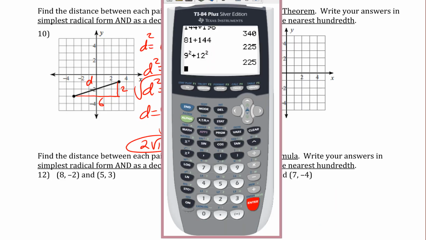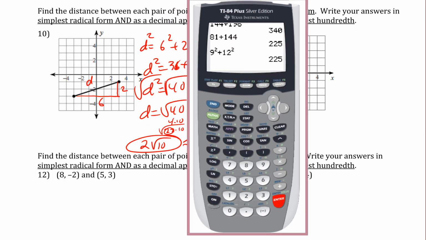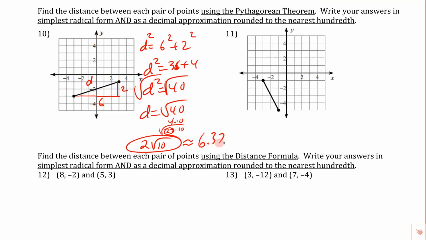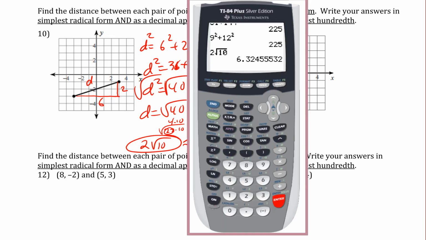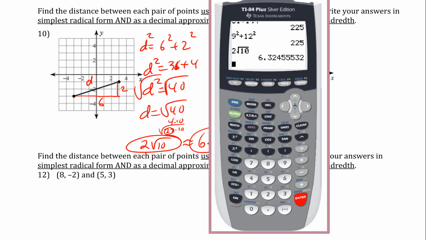We get 2 radical 10. So 2 square root 10. Hop on the outside, hit enter. We get 6.324 to the nearest hundredths place. That's going to be 6.32. So both of those are the answer, exact form and decimal form. And then just as a double check, especially if you've got time, what if we did this?